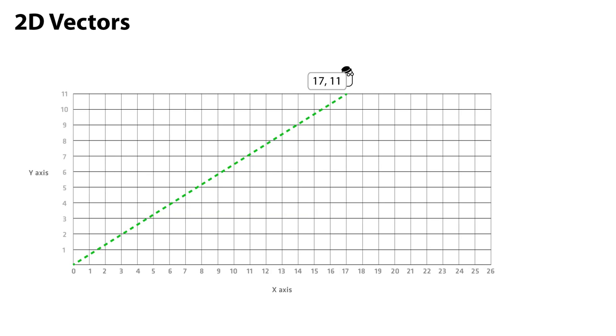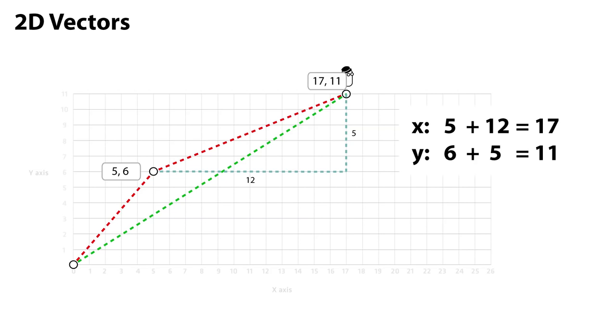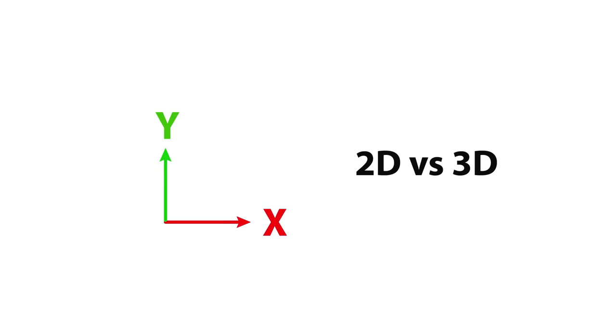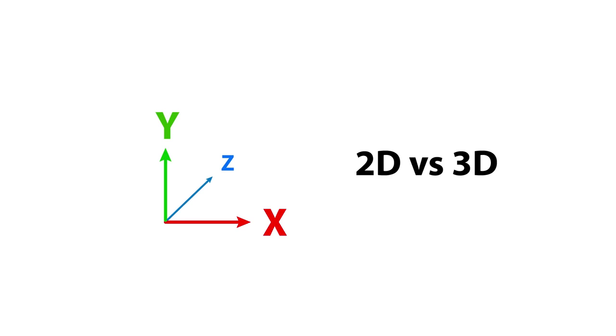You should note that the components of the final position are equal to the sum of the components of the two vectors. 5 plus 12 is 17 in the x-axis, and 6 plus 5 is 11 in the y-axis. This also applies to subtraction. Three-dimensional vectors work the same as 2D, but extrapolated into the z-axis, which represents depth. The x and z axes make up a horizontal plane, and y is the direction that points up.